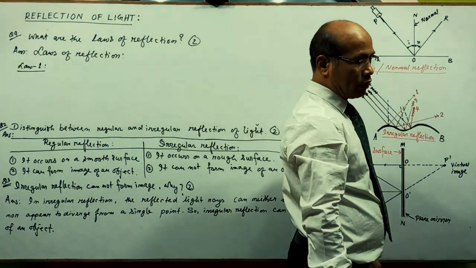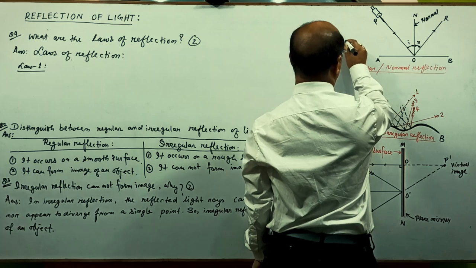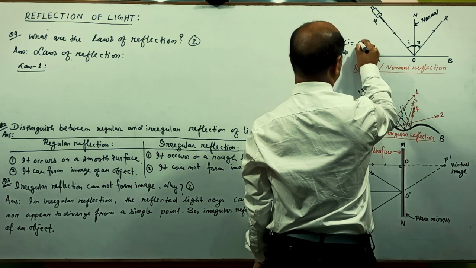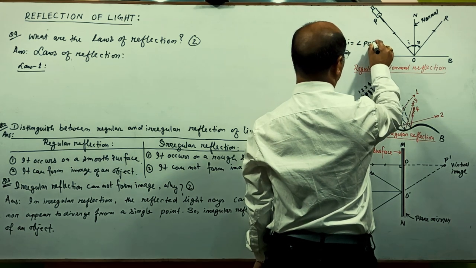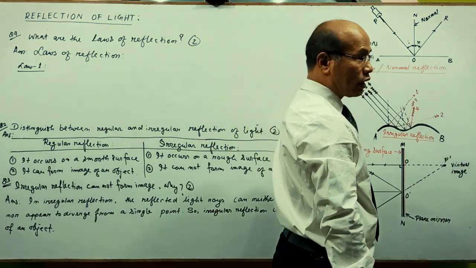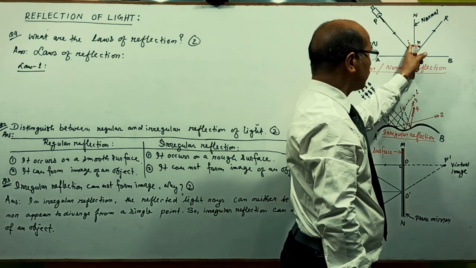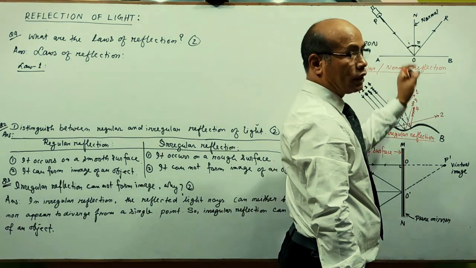See, angle i is the angle of incidence. I will use the symbol i for the angle of incidence. I say angle P O N. The angle of incidence is the angle between the incident ray and the normal. Can you calculate the angle of incidence? Incident ray, normal. Now, can you calculate the angle?